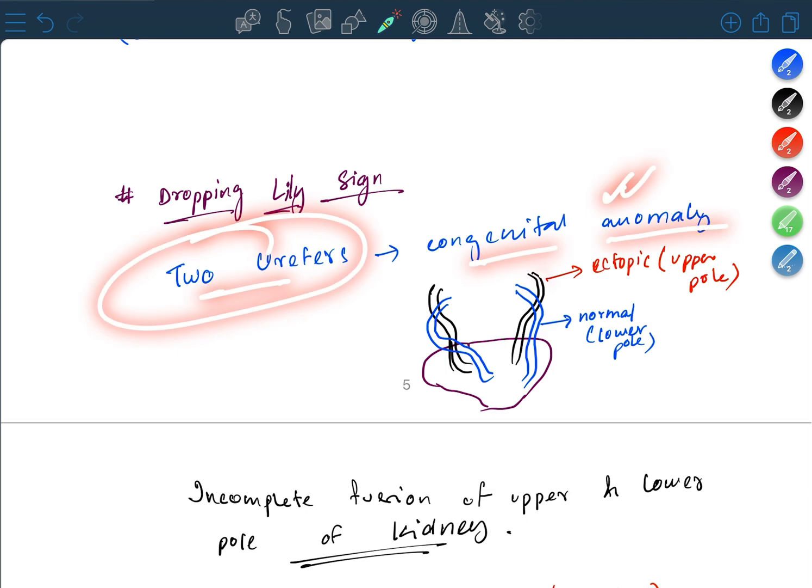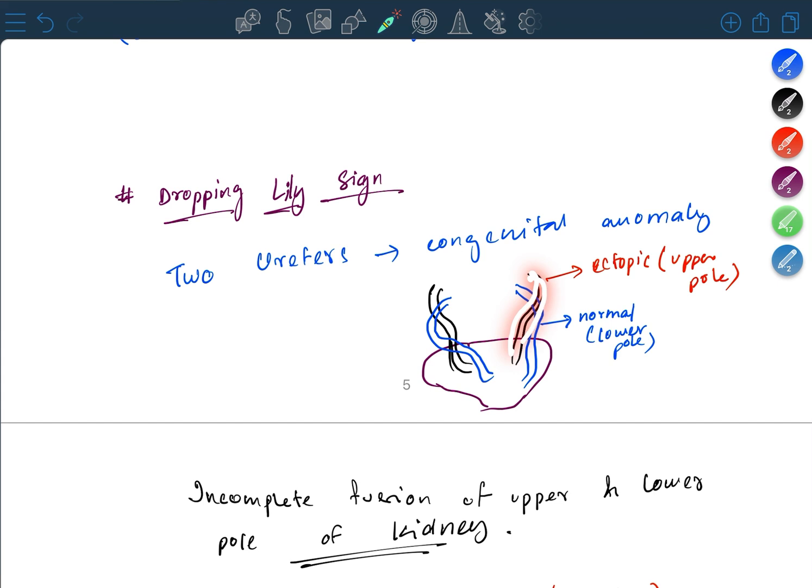See, these two ureters. This is ectopic and this is normal. Normal comes from the lower pole of the kidney. If this is the kidney, normal comes from the lower pole and the upper pole is ectopic. And they open in two places. One is medial and the other is posterior and lateral.